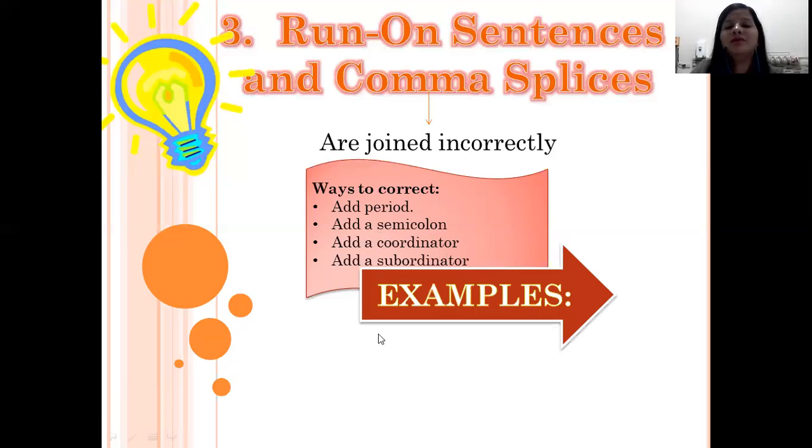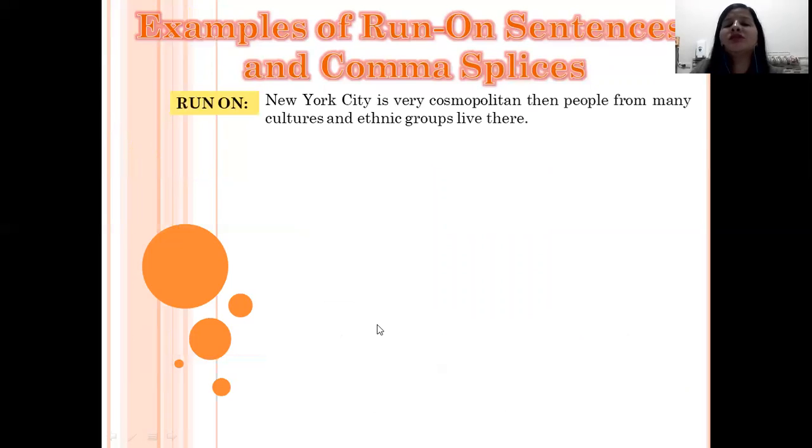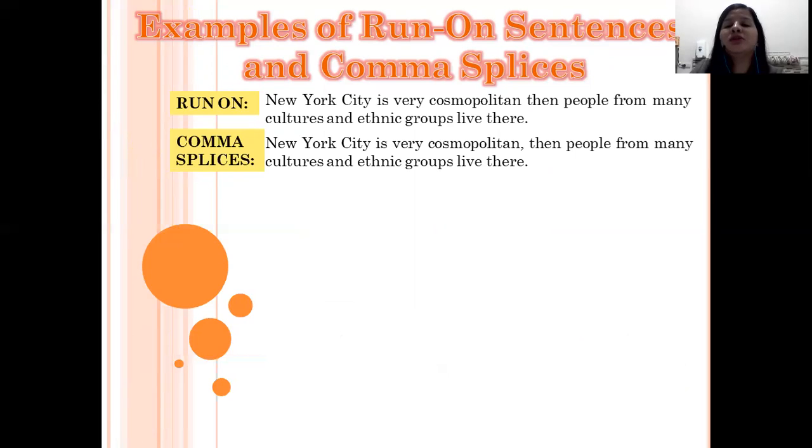For example, wrong: New York City is very cosmopolitan. Then people from many cultures and ethnic groups live there. Comma splice: New York City is very cosmopolitan, then people from many cultures and ethnic groups live there. As you can see here, there are two mistakes in the same sentence. And I provide different ways to correct these sentences using commas, semicolons, and other things.